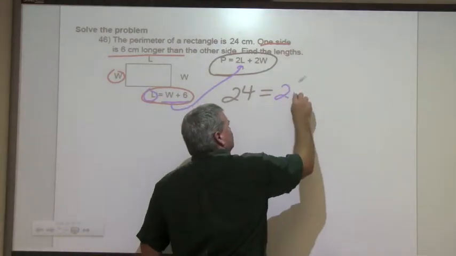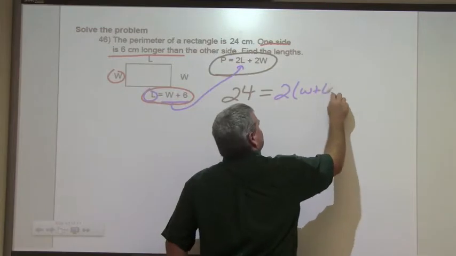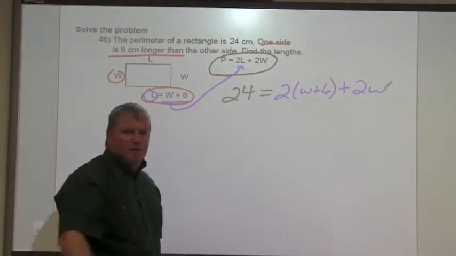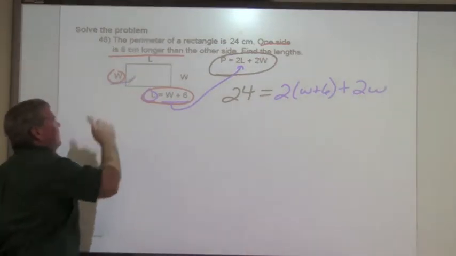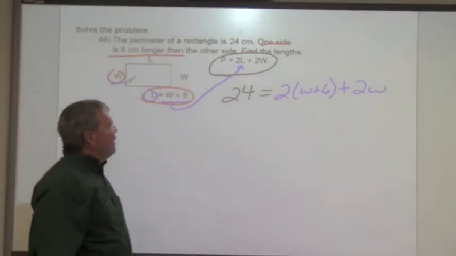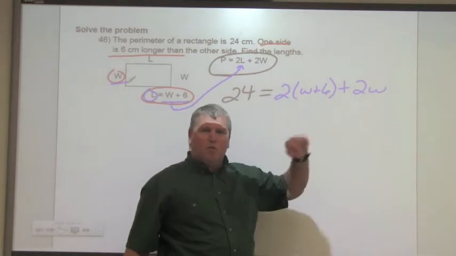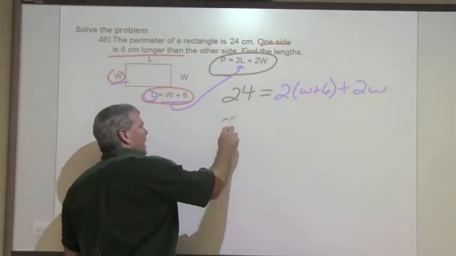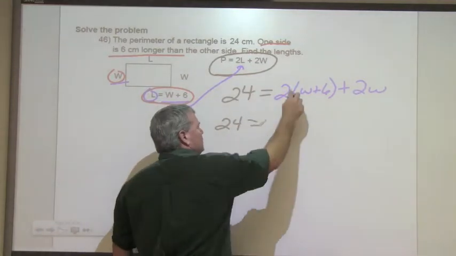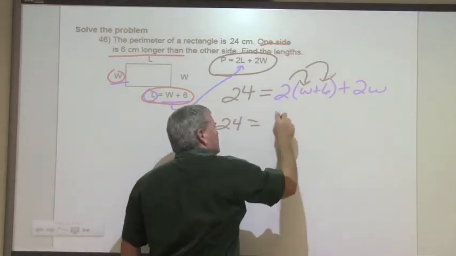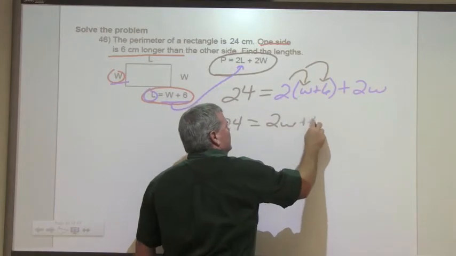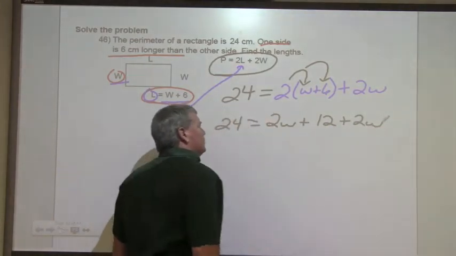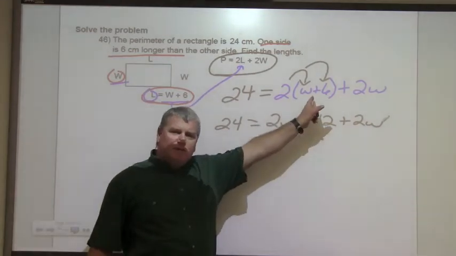So 2 times (W plus 6) plus 2W. We don't change the W because that is the measurement of the width. And now we've got one equation with one unknown. Let's go ahead and simplify this and work it out. 24 equals, distribute the 2: 2W plus 12 plus 2W. So I just distributed the 2 inside the parentheses.